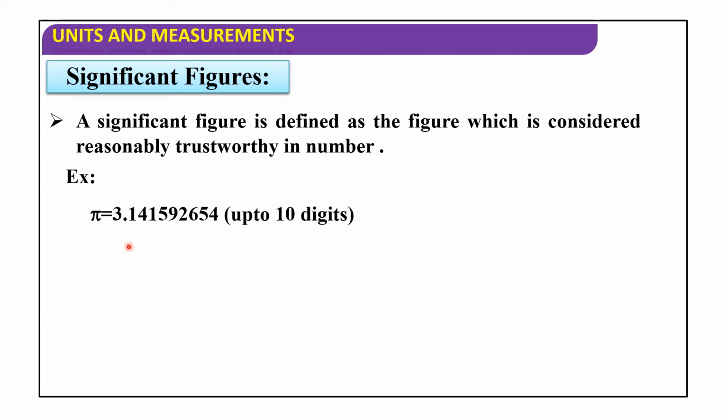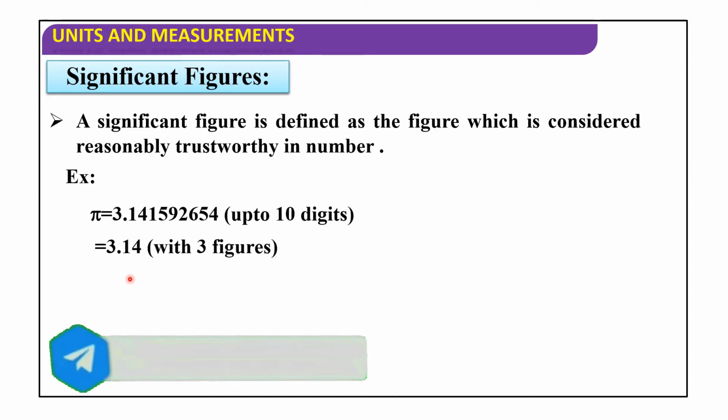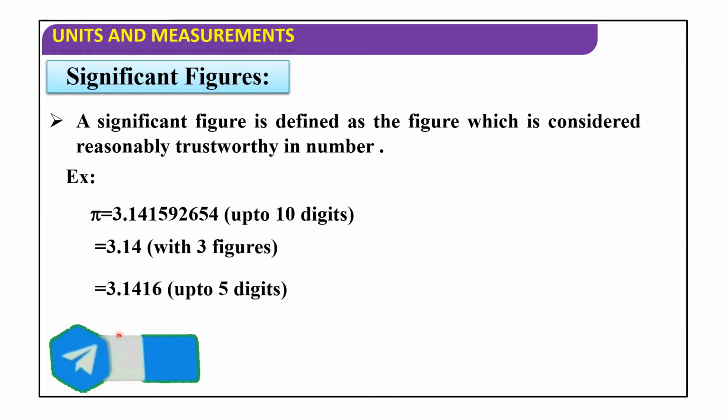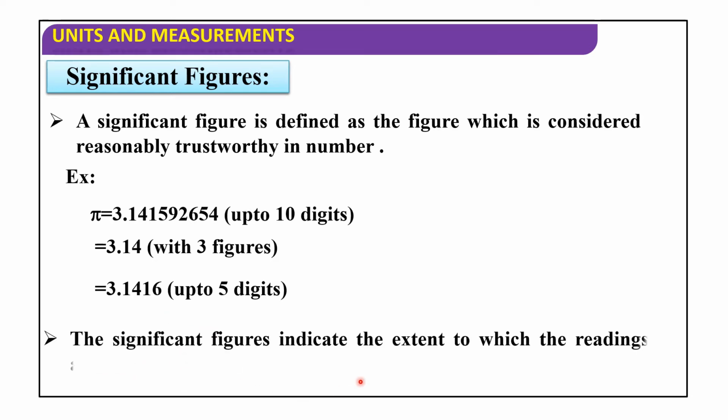Pi is equal to 3.141592654 up to 10 digits. With three figures, the value of pi is 3.14. Up to 5 digits, the value of pi is 3.1416. So, the significant figures indicate the extent to which the readings are reliable. Okay.